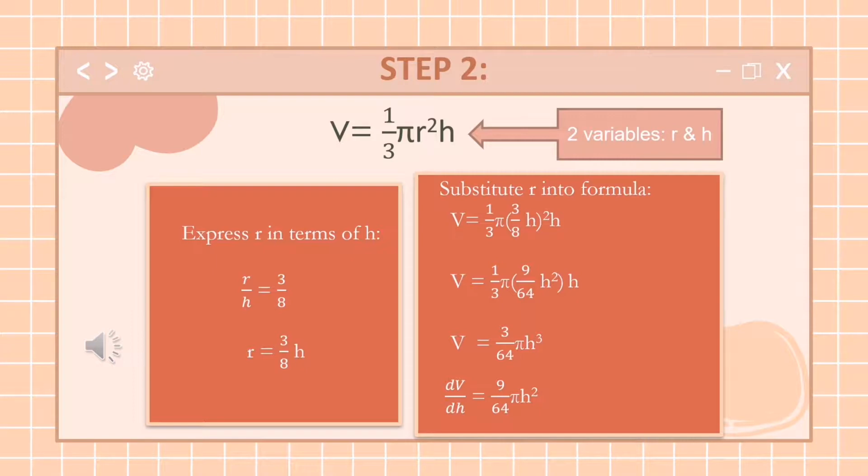Next, substitute r equals 3 over 8 h into the volume formula, then solve it. And we get V equals 3 over 64 pi h cubed. After that, determine dV over dh by differentiating V, and we get dV over dh equals 9 over 64 pi h squared.